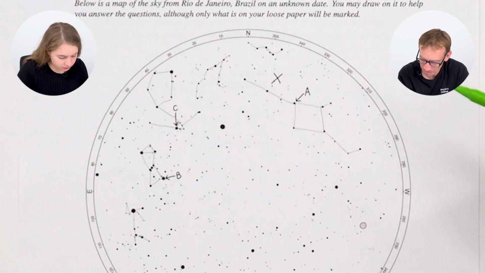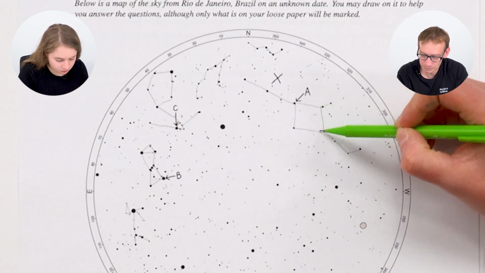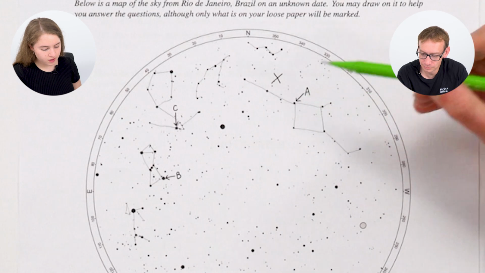Yeah, so I'm just looking around and seeing what things I can spot. Here, this square here is the Great Square of Pegasus.